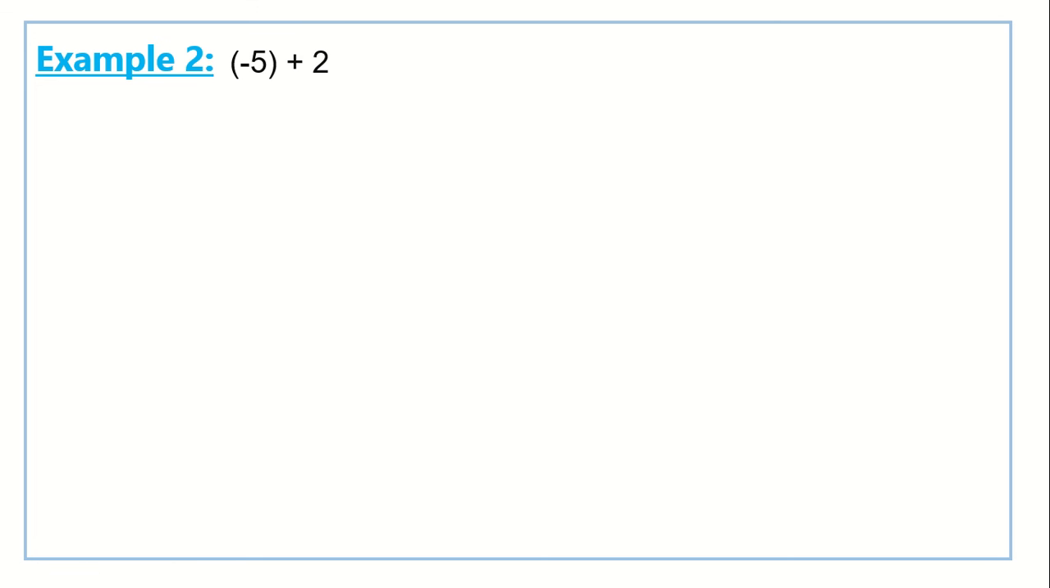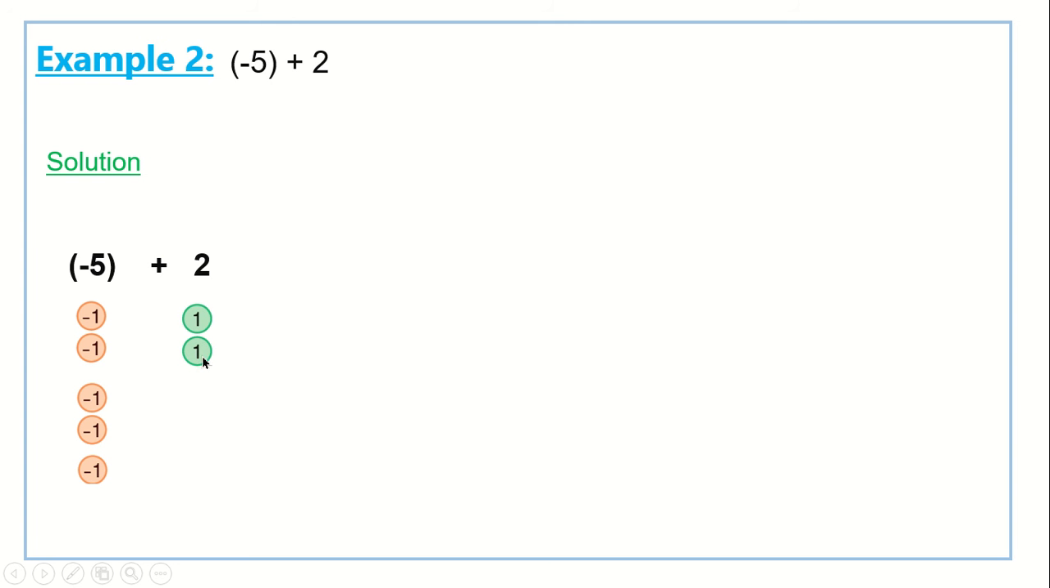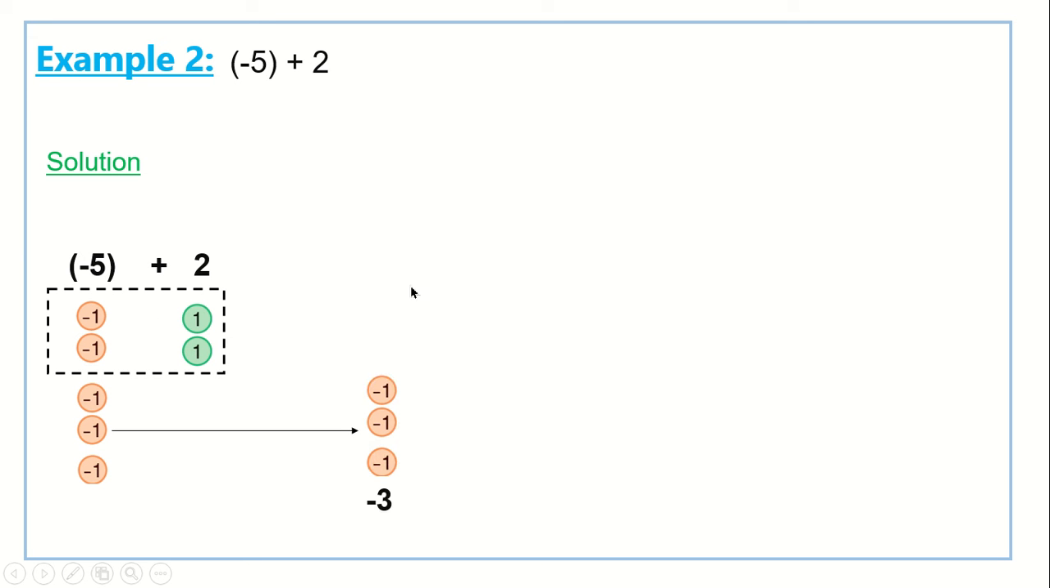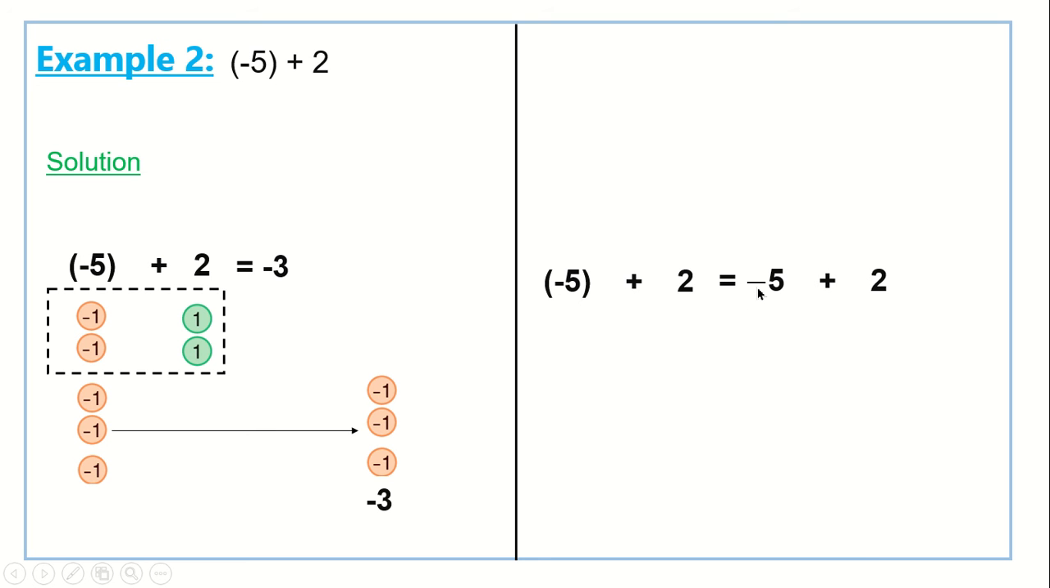Negative 5 plus 2. So we have 5 disks of negative 1 and we have 2 disks of 1. Now, this will make a 0 pair to remain with negative 3. So this implies that negative 5 plus 2 equals negative 3. We can also write this as minus 5 plus 2, which is the same as minus 3.